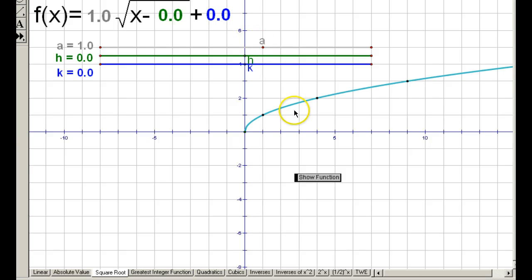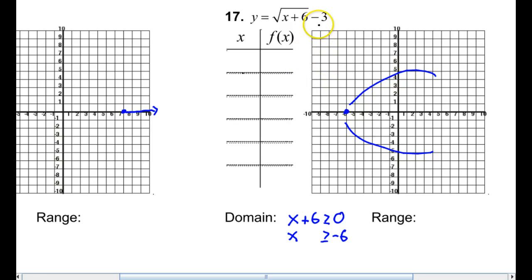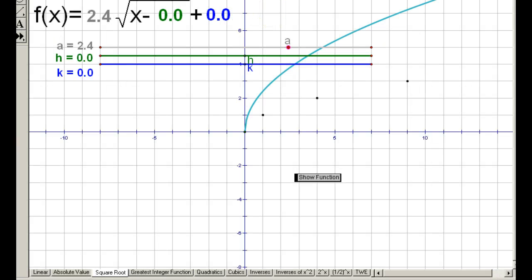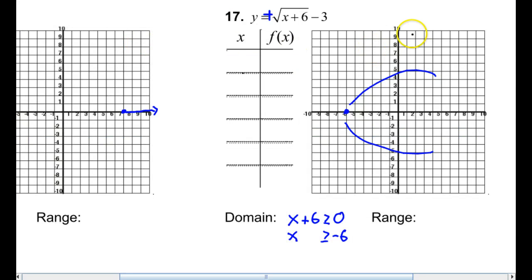So remember, what controls whether it opens up or down? Yeah, positive, negative. So what do you think? Is this opening up or opening down? Is this positive or negative? Up. Yeah. Remember the a value, it's the number in front of the square root. So if there's no number there, it's like a positive 1, just like x by itself is positive 1x. So we know that this is going to open up. So you know a lot of stuff before you start doing all this picking numbers.